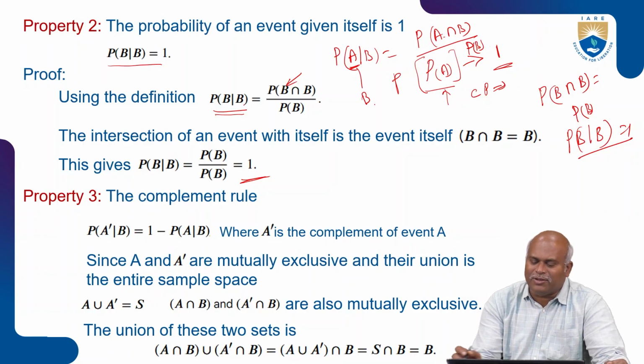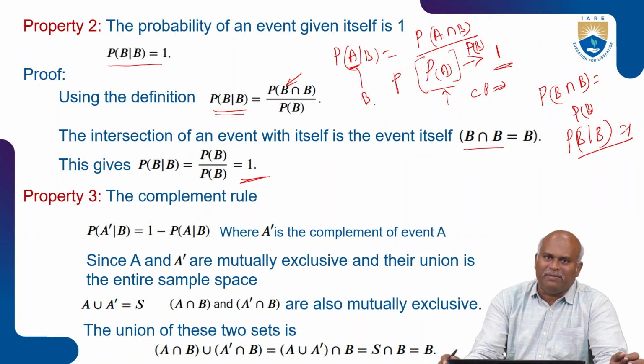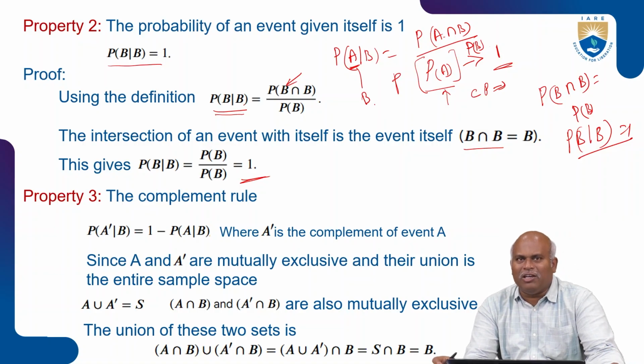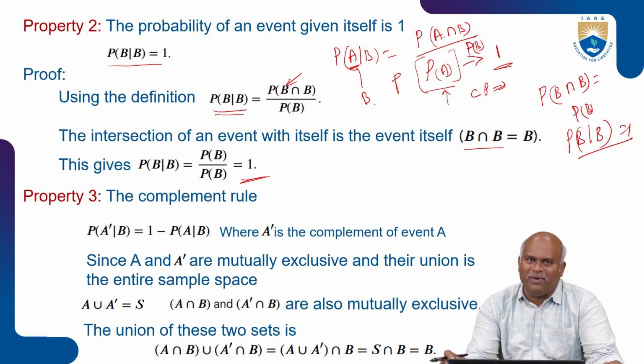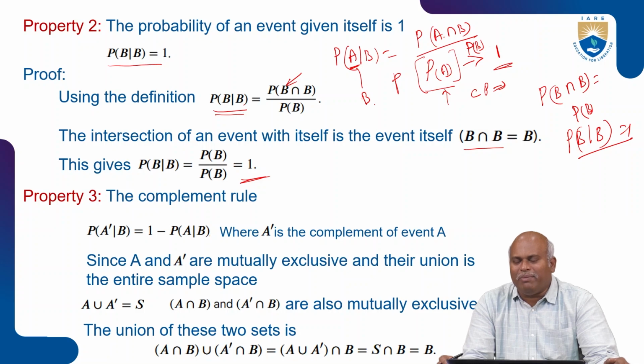It's represented as P of B intersection B over P of B, which is equal to 1, as a probability condition. Then we say that the probability of an event given itself is 1. Next property is represented as the complement rule.